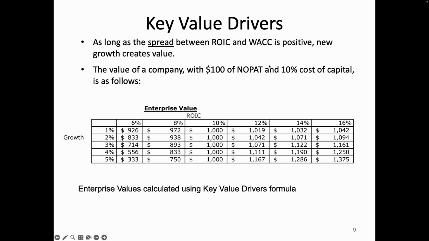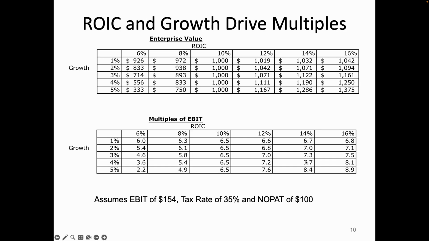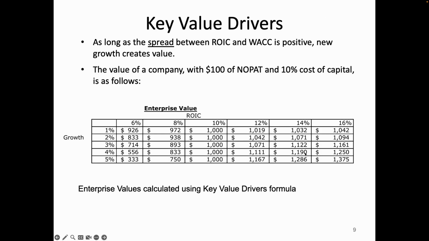So 100 million in NOPLAT, 10% WACC, 2% G, 8% ROIC, 938 million in value. If I plug in 100 million in NOPLAT, 10% WACC, 4% G, 14% ROIC, $1,190,000,000 in value. And finally, if I plug in 100 million in NOPLAT, 10% cost of capital, 10% ROIC, regardless of my G, 1 through 5%, I get $1 billion of value. Why does that number stay at $1 billion as the growth changes from 1 to 5%? Why does that result not change?